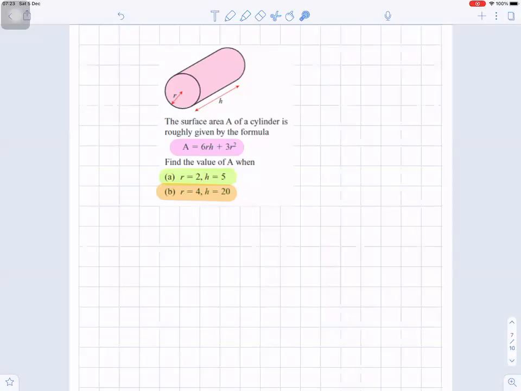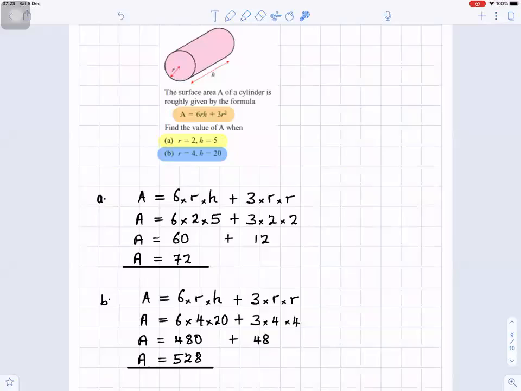The surface area A of a cylinder is roughly given by the formula A equals 6 times R times H plus 3R squared. Find the value of A when R is 2 and when H is 5, and when R is 4 and when H is 20.